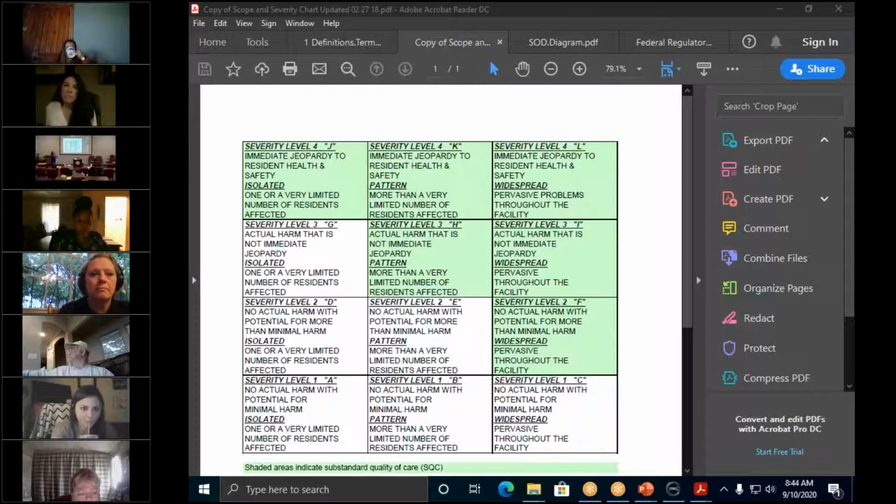So if you are somebody that works with a continuum of care, you might be over assisted living and a nursing home, and then resident cares as well. Okay, so this is something you want to keep handy because it's going to be referenced every time you get deficiencies. And not only that, as you do quality assurance work to prevent deficiencies from happening, it can be important as well. Okay.